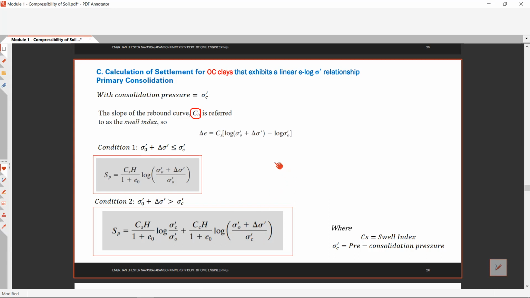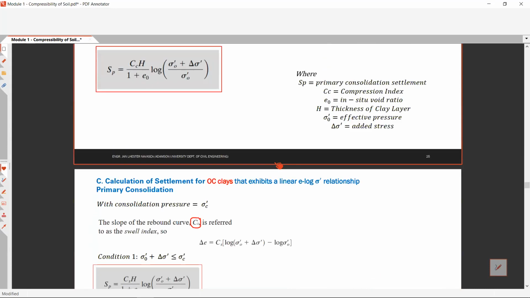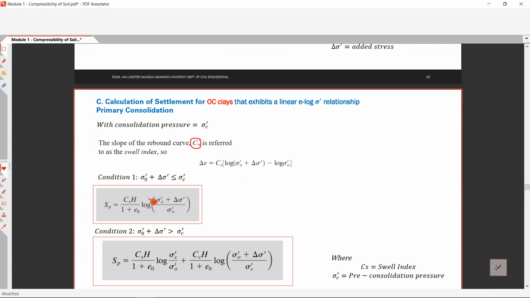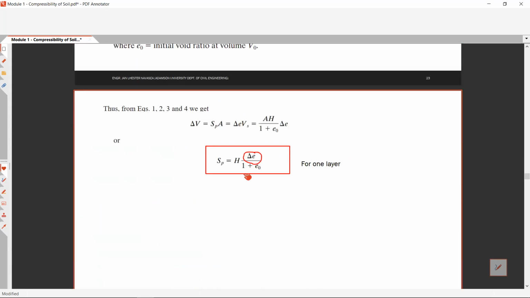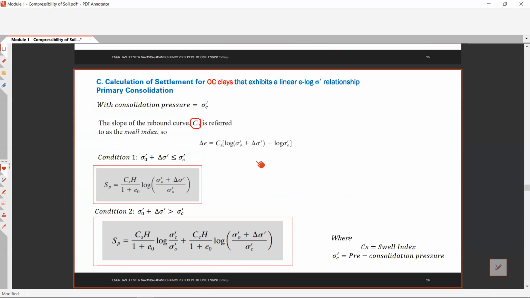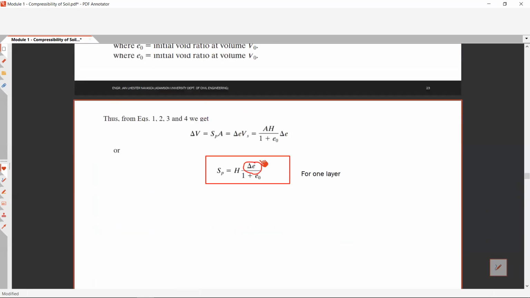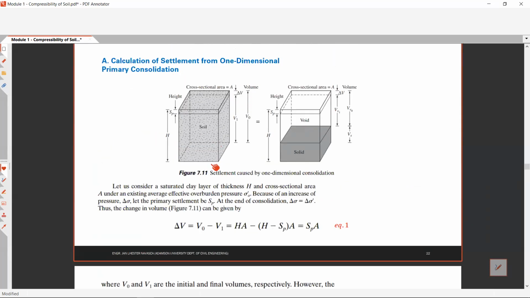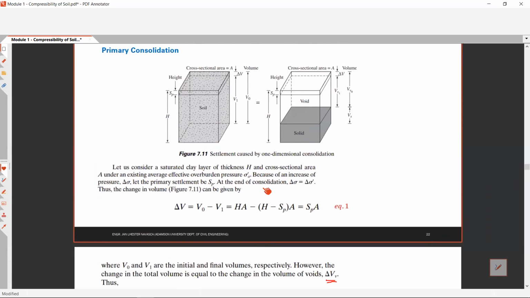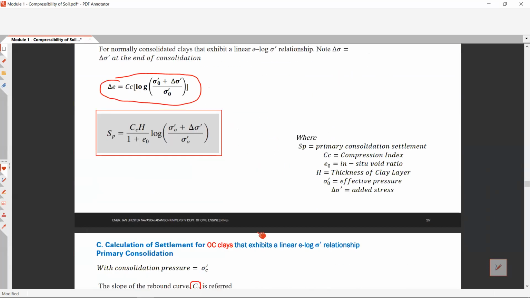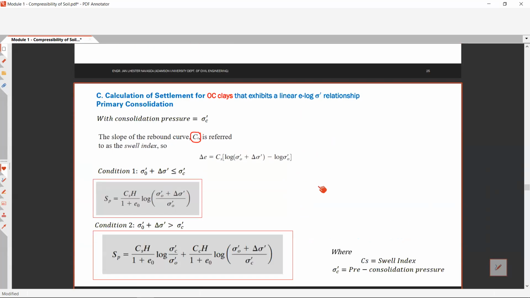So you need to determine lang kung normally consolidated ba siya, over-consolidated with condition 1 or condition 2, for one layer lang yung kino-consider. Ang ibig sabihin pala ng one layer is one layer of clay lang yung consider. Walang sand sa taas, walang sand sa baba, and laboratory. Parang laboratory work to halos. Okay? So, that is the 3 cases for the calculation of settlement.